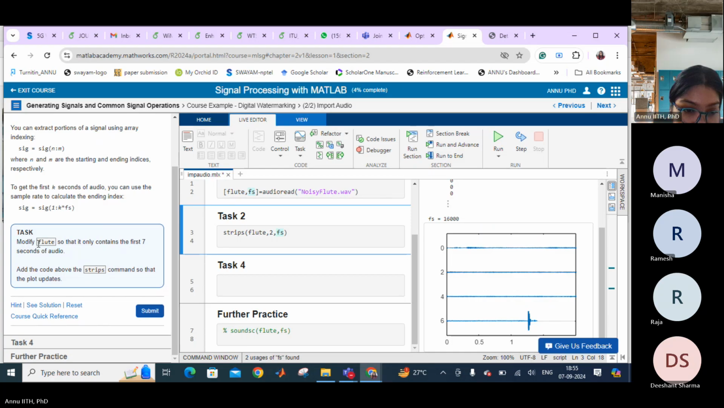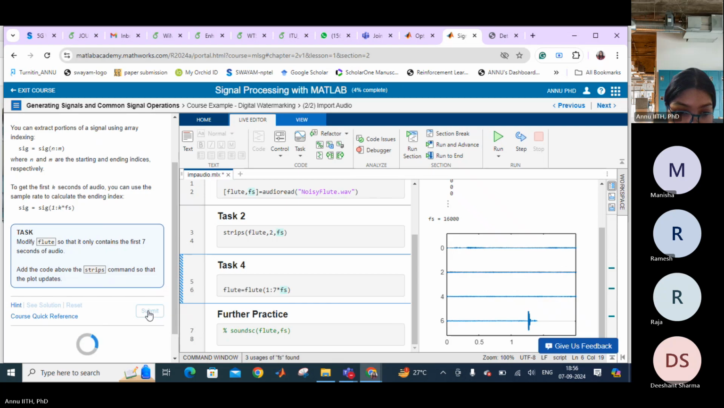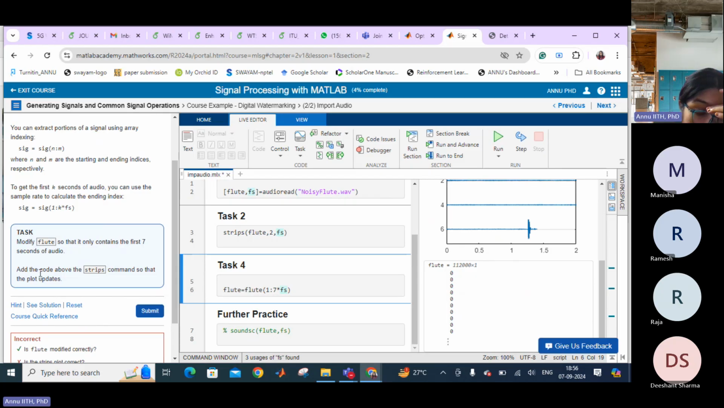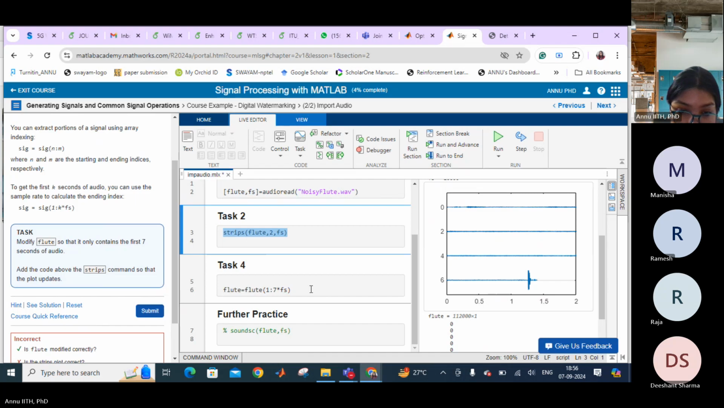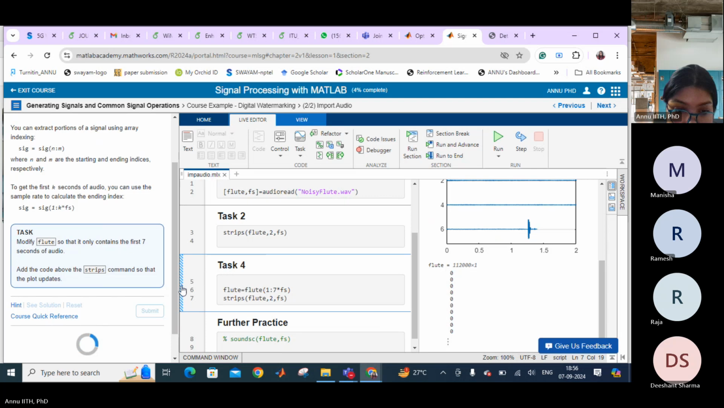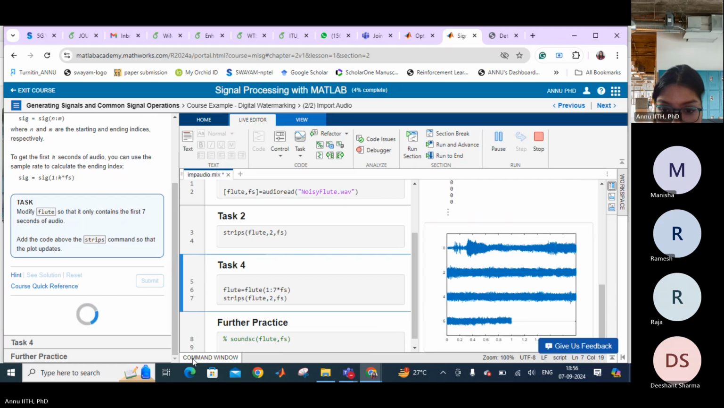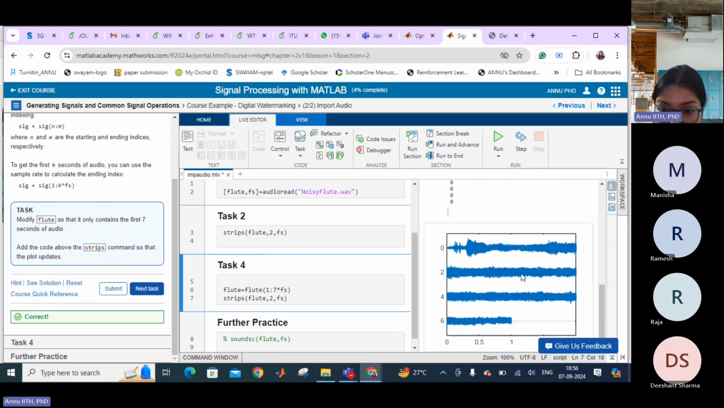Now flute is equal to flute, indexed from 1 to 7 multiplied by fs, because all are arrays. Then add this code above the strips command so that the plot updates. So you can see here, you have successfully modified the signal.